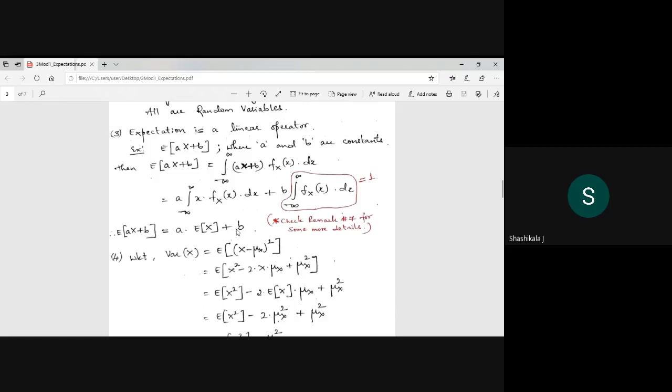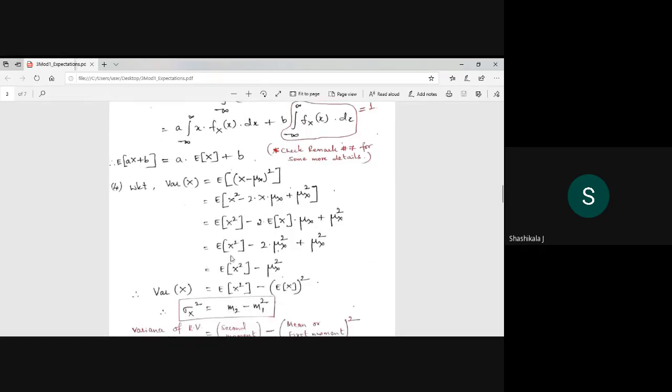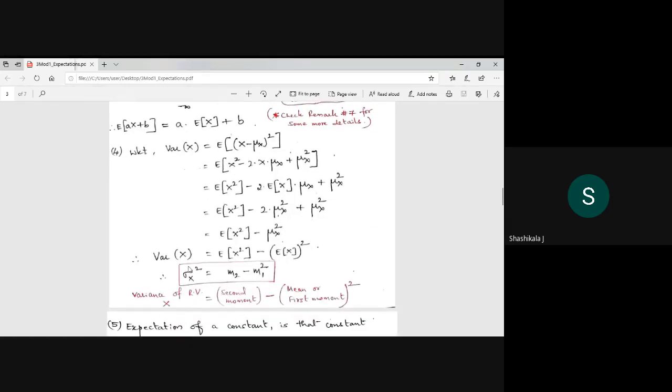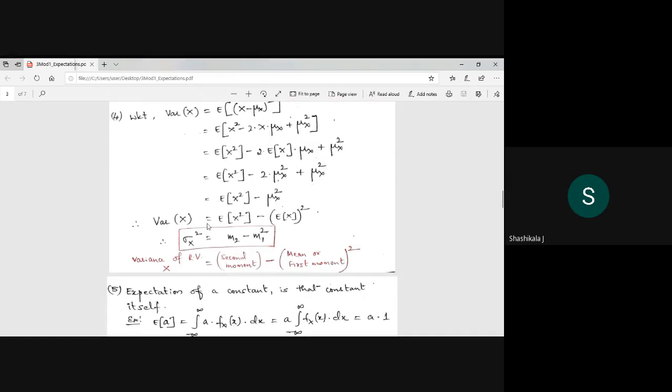plus b. Here E of x, they have taken this as an example, and here is the expectation and the variance. This is important because you have to remember this equation. Sigma x square is equal to m2 minus m1 square, but in most of the random process in the third unit, you are going to use m2 is equal to sigma x square plus m1 square. So that is, the variance of random variable x is equal to the second moment minus the square of the first moment. That we have to remember.